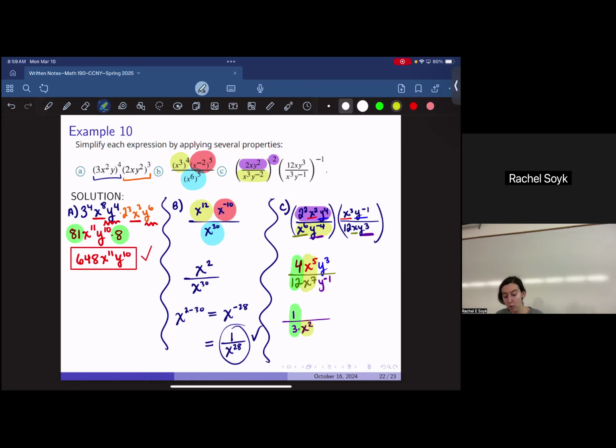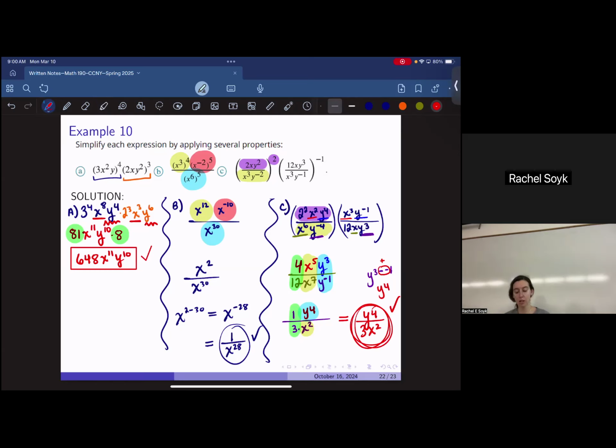And then we have y to the third divided by y to the negative 1, which is the same as y to the 3 minus negative 1. 2 negatives next to each other give you a positive, so this is just y to the positive 4, so we can keep that in our numerator. So our final result is just y to the fourth over 3x squared. Done.